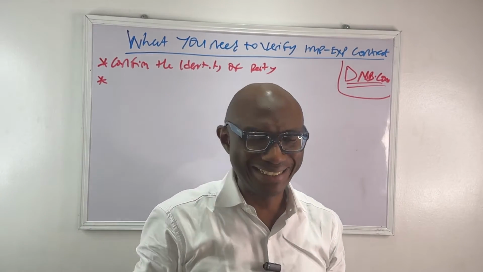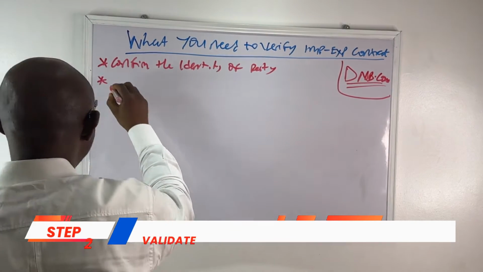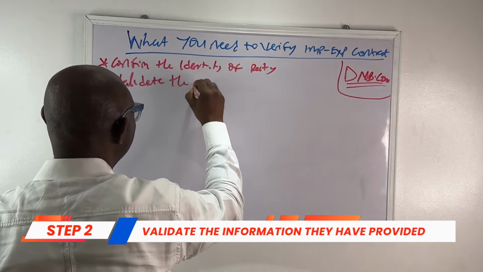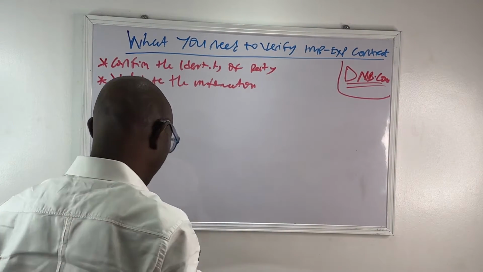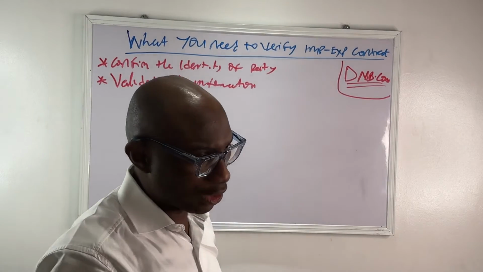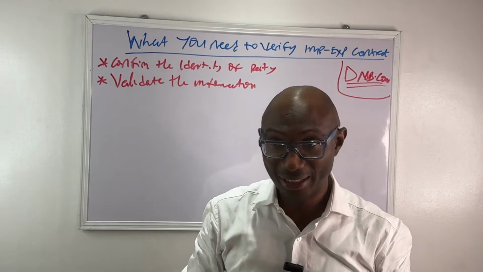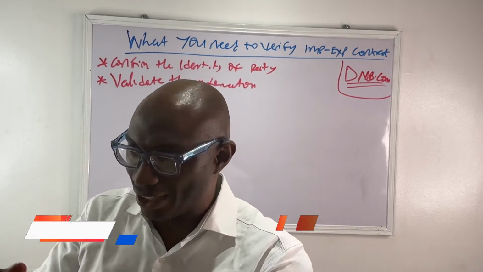Number two, validate the information they have provided. How do you validate the information? You can decide that, okay, you say you work in this company, I can also check that online. You say you are into trading so and so, I can check that online.